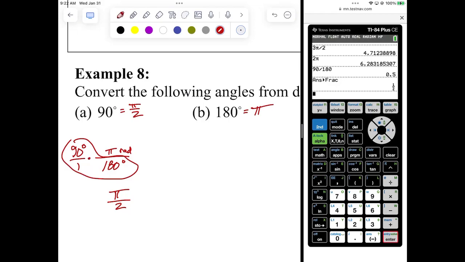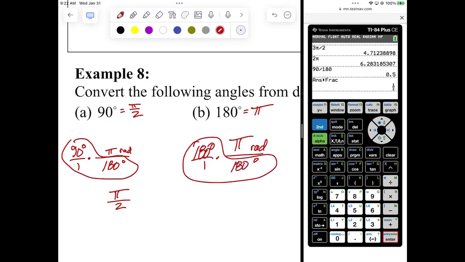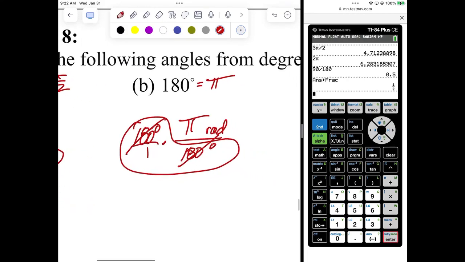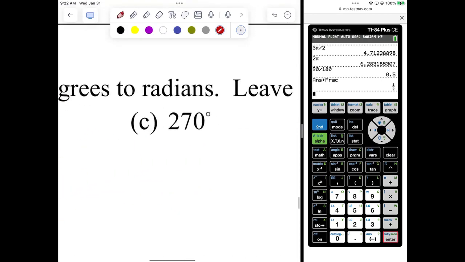All right, before we start, what is 180 in terms of pi radians? It's just pi, right? Let's verify. 180 degrees over 1 times, we want degrees to divide out, so we put it in the bottom. We want rads to appear. The conversion factor is pi over 180, and we don't need a calculator for this. What's 180 over 180? 1. 1 times pi is pi.